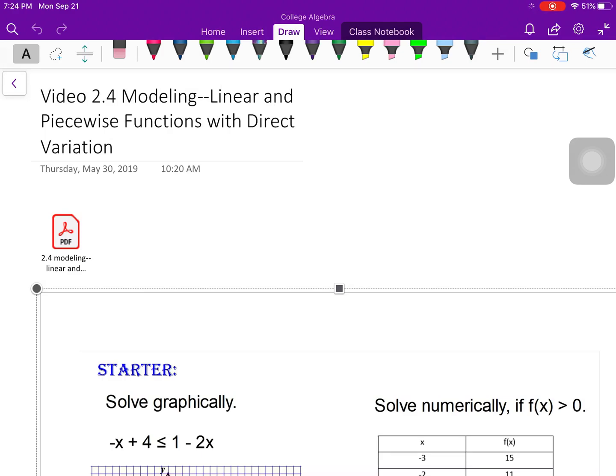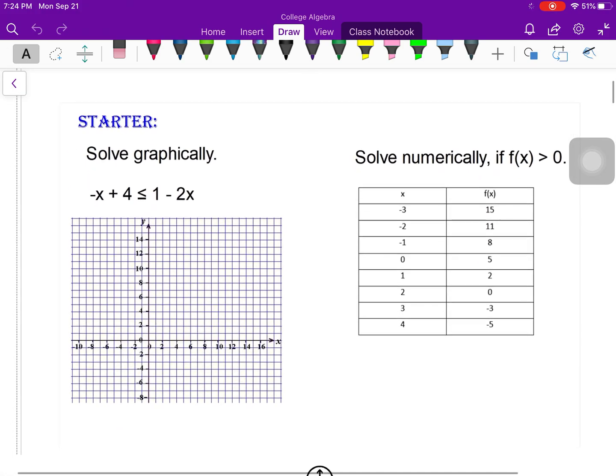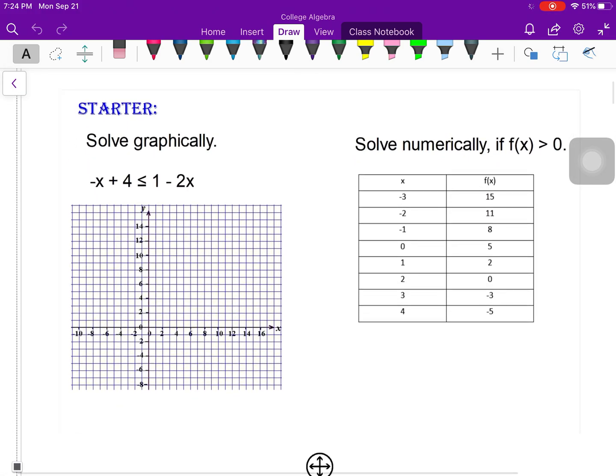Section 2.4 is on modeling, and not only are we going to talk about linear models, but we will also be talking about piecewise functions, and anytime we talk about direct, we also need to talk about direct variation with linear. So first of all, let's do a little reviewing from yesterday. Let's see if we can solve this problem graphically.